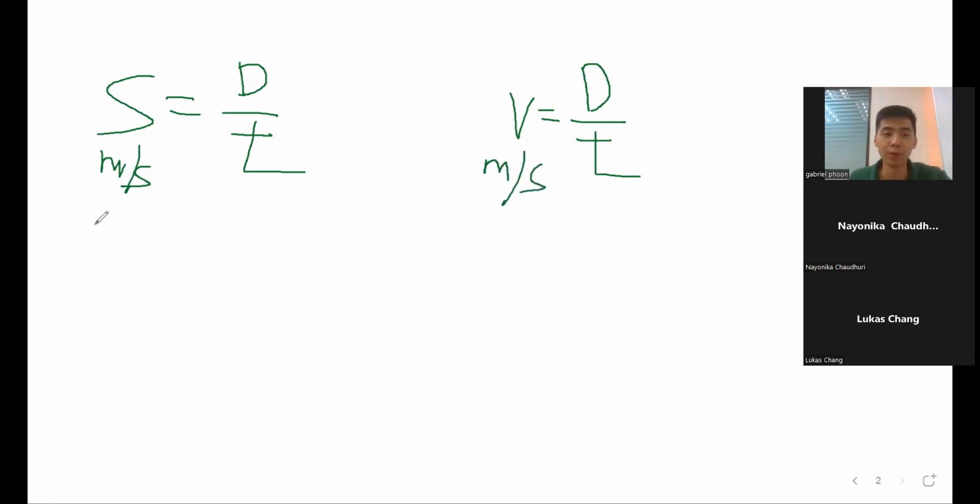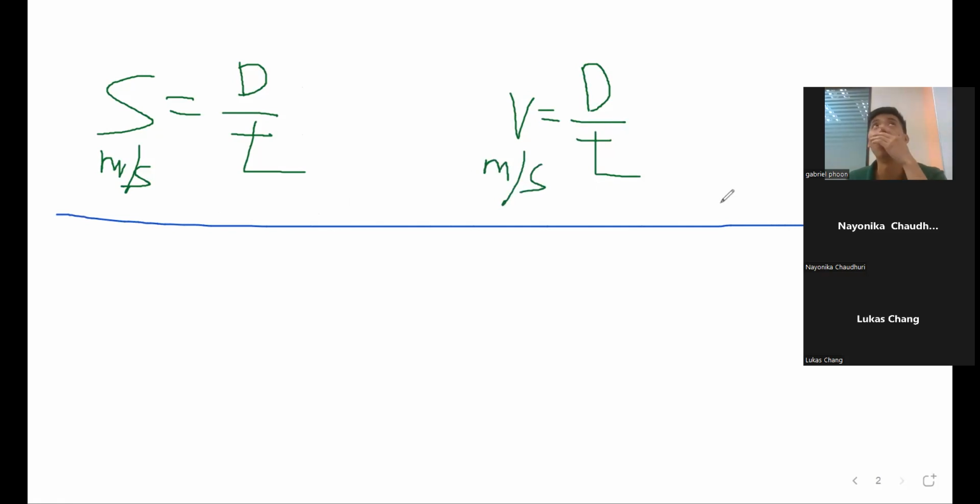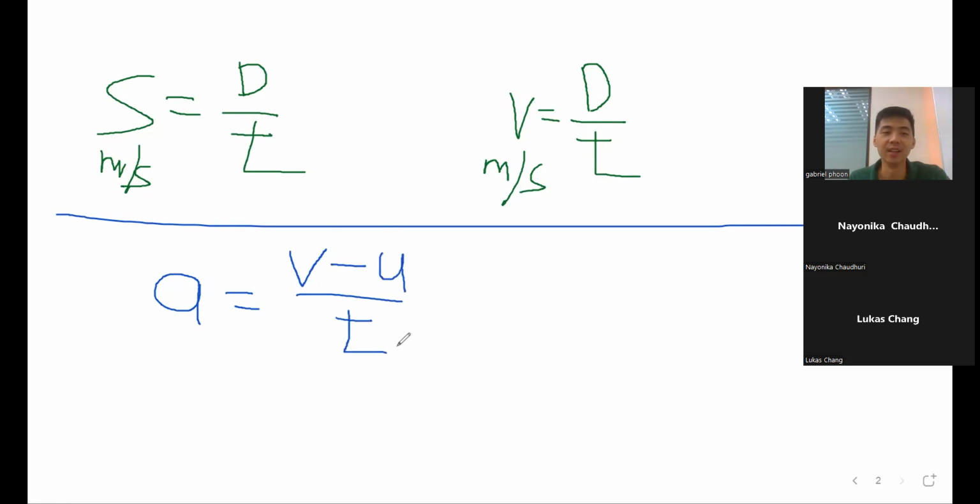Then finally, the last formula that we learned before we went into our motion time graphs is acceleration. What's the formula for acceleration again, Lucas? Speed over time. No, not just speed over time. Final velocity minus initial velocity over time. Yes, excellent. The formula is final minus initial over time. And what were the units again, Macy, for acceleration?